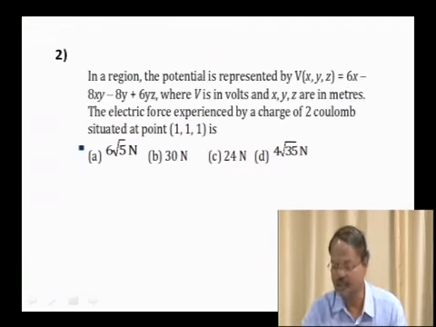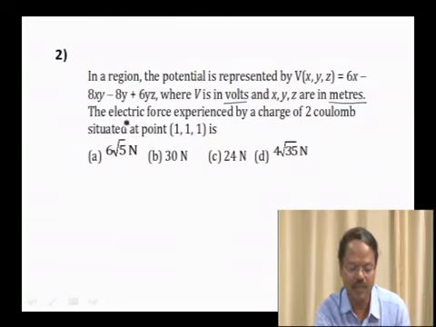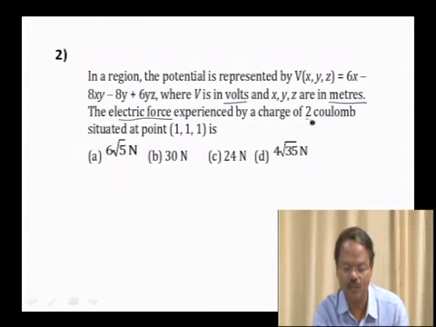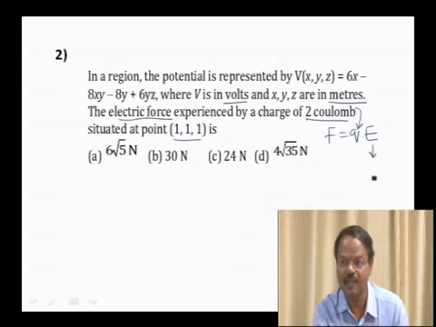Going to the next question, in a region the potential is represented by 6x minus 8xy minus 8y plus 6yz, V is in volt, xyz are in meter. So this is given so that it is already in SI units. The electric force experienced by a charge of 2 coulomb at this point. So, xyz values are given, charge is given. So F equals QE, to be used with Q as 2 coulomb. Therefore, first thing we have to find is the electric field present here.